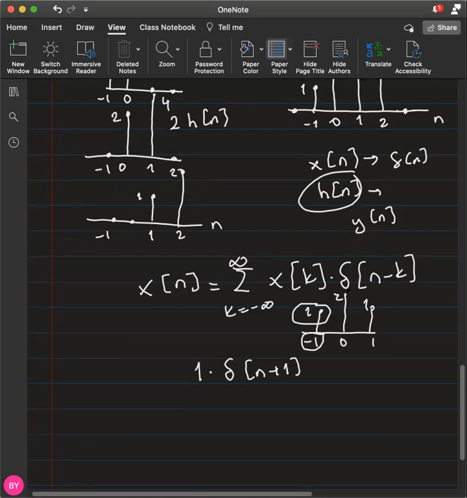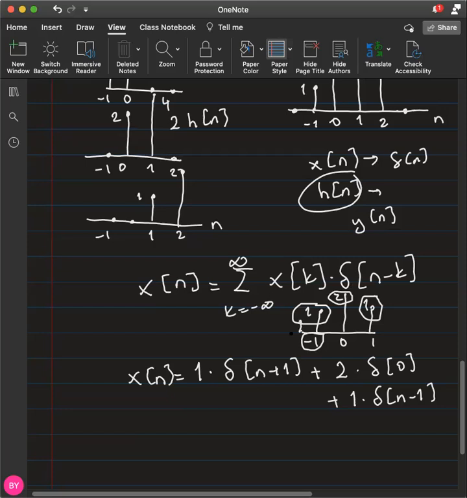And then I will go to the next one. What is my x of k? What's the amplitude of that signal? Plus 2 times Dirac, k is 0. Then I will have Dirac n. Plus, now I'm here. What's my amplitude? 1. And then I will write 1 times Dirac n minus 1. Okay, Dirac n minus 1. So what do I have here? I can write x of n using this summation rule.